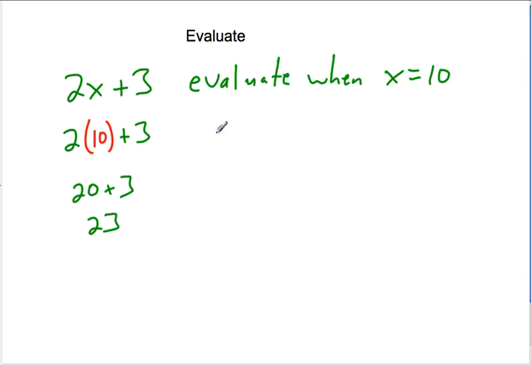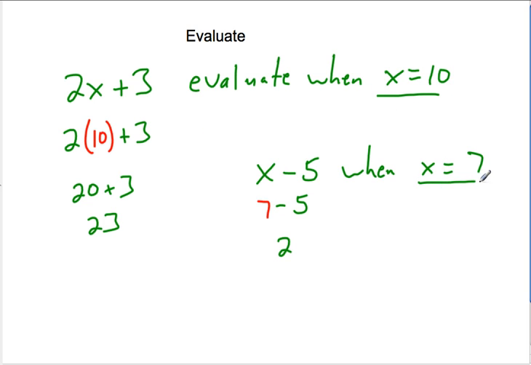Let's do one more of those. So if I had x minus 5 when x equals 7. It's a pretty easy one. So x is going to equal 7, so we just replace that x with 7, and then we take away 5, and we get 2. So evaluate means plug in a value for the variable that's given, okay, and then solve or simplify.